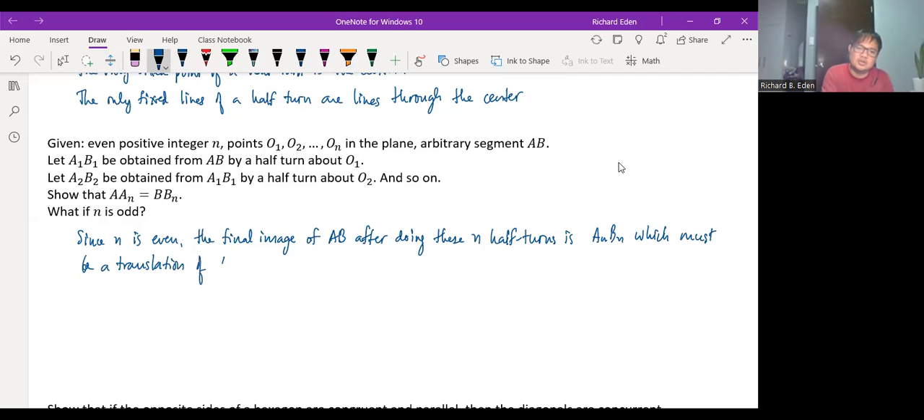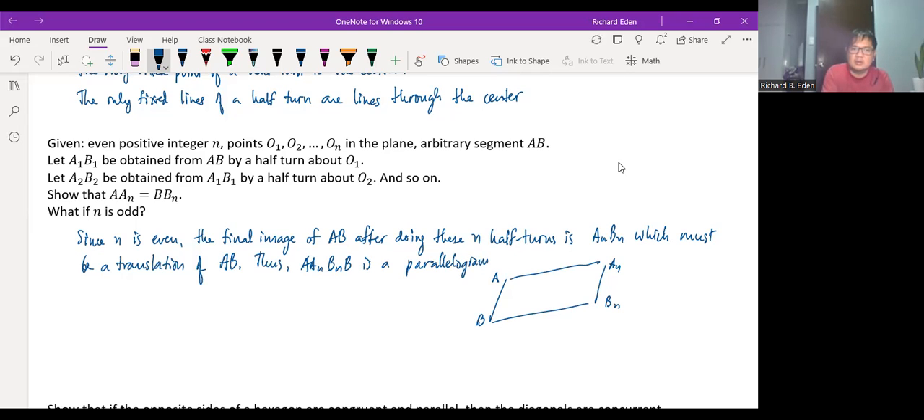Which must be a translation of A, B. So A, B, and then here is A sub n, B sub n. So therefore, thus A sub n, B sub n, B is a parallelogram. So A sub n equals B sub n. All right. Now, so that's done. Okay, just a couple of lines.